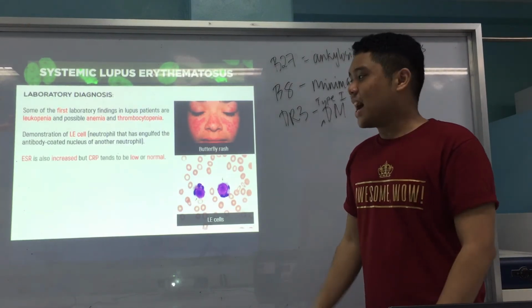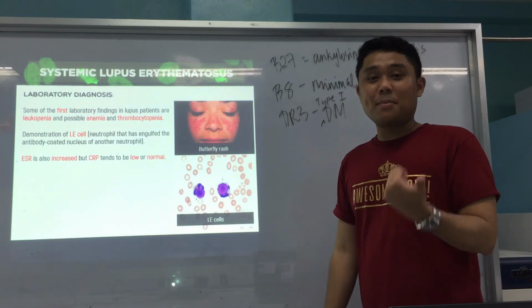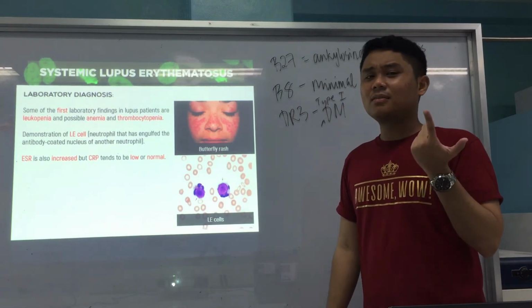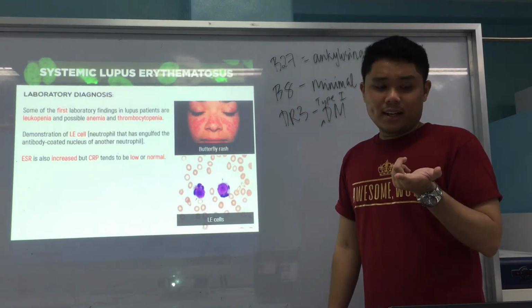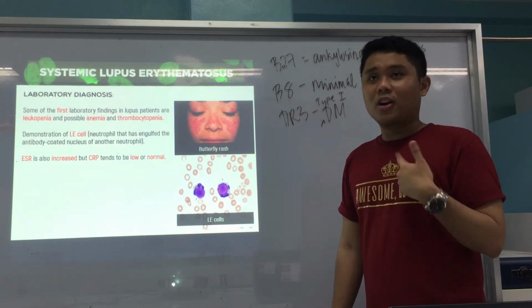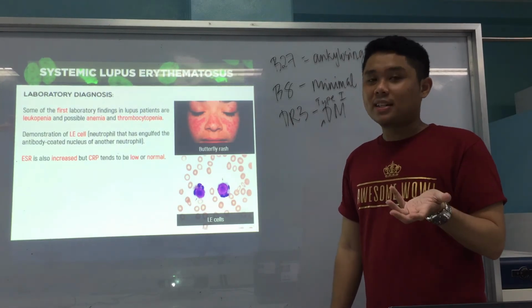Aside from that, ESR is increased because it's inflammation. But ironically, the CRP is low or normal. So it's part of the pathogenesis.